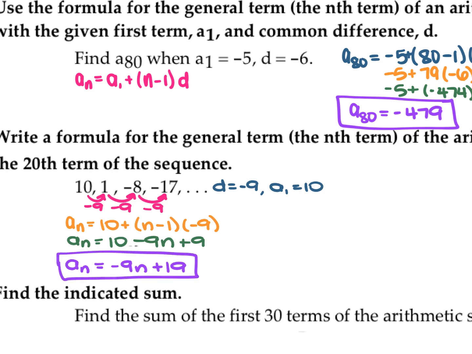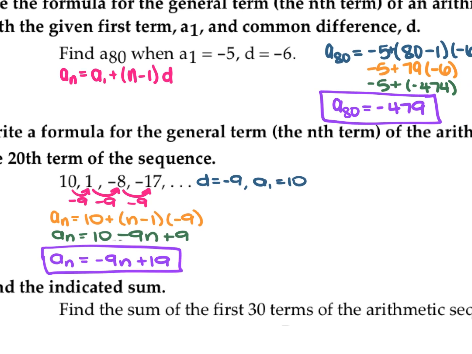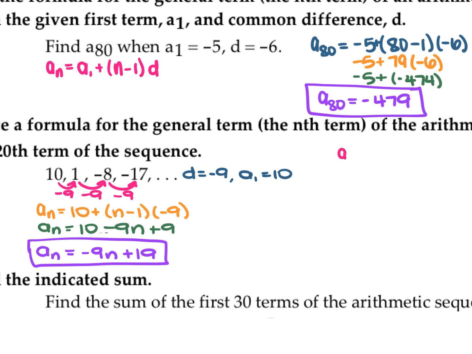So that's your formula. From here, use that formula and find the 20th term. So you're finding a sub 20. That means you're going to have -9 times 20, plus 19. That negative 9 times 20 is negative 180. If you add 19 to that, it's going to give you a negative 161 for your 20th term.